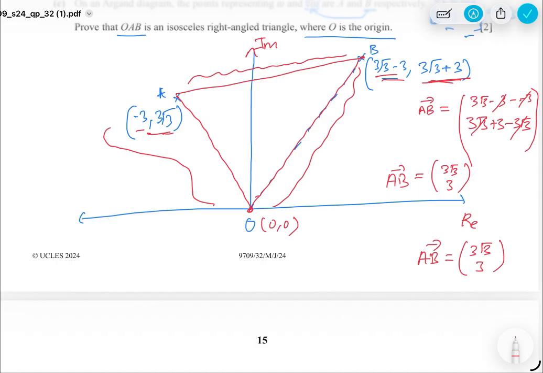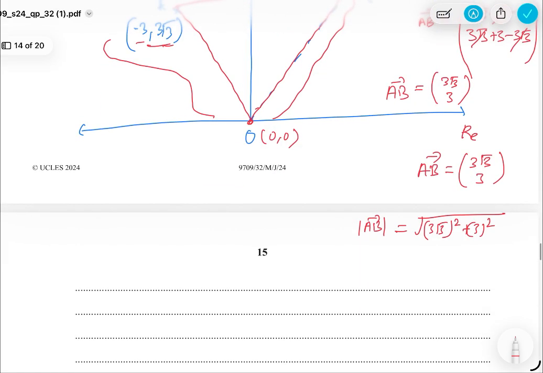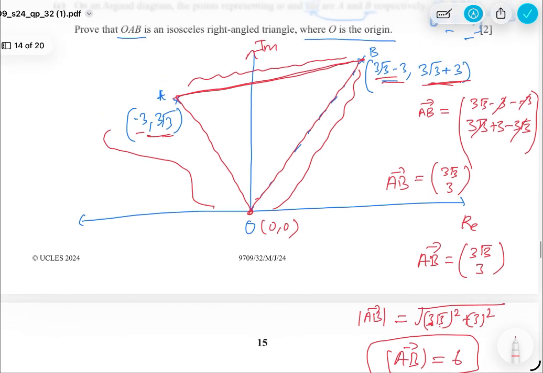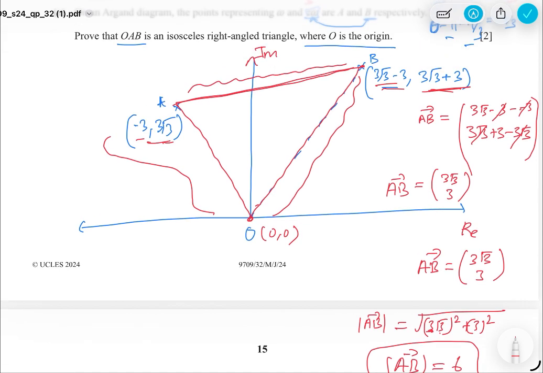We will calculate the modulus to calculate the length of AB. So the modulus of AB would be the square root, which would give us, this is 9 times 3, that would be 36, and we will get the AB modulus as 6. Got it? Now we will calculate the modulus of OB. Or we can calculate the modulus of OA as well, and let's see which is coming the same.